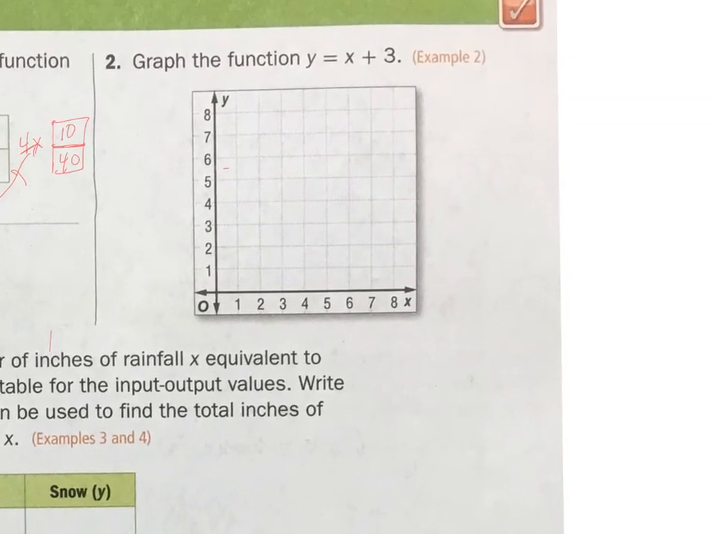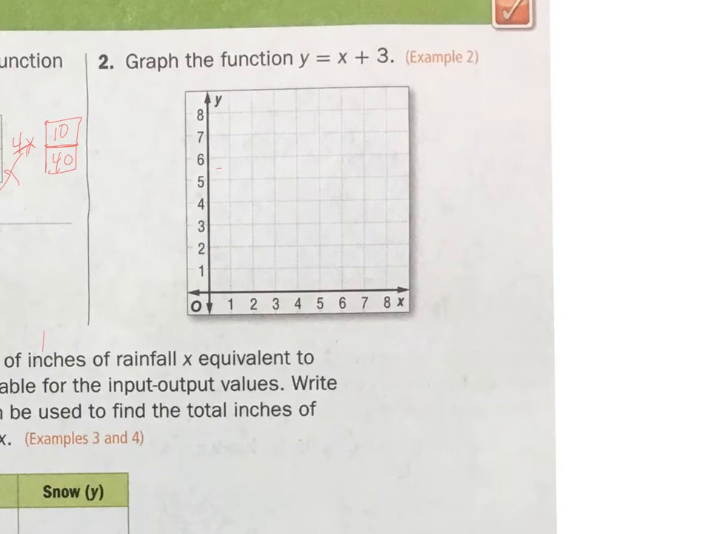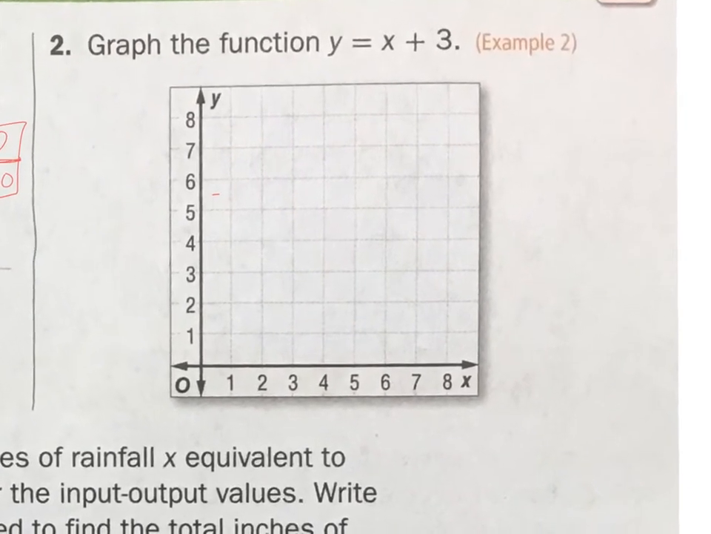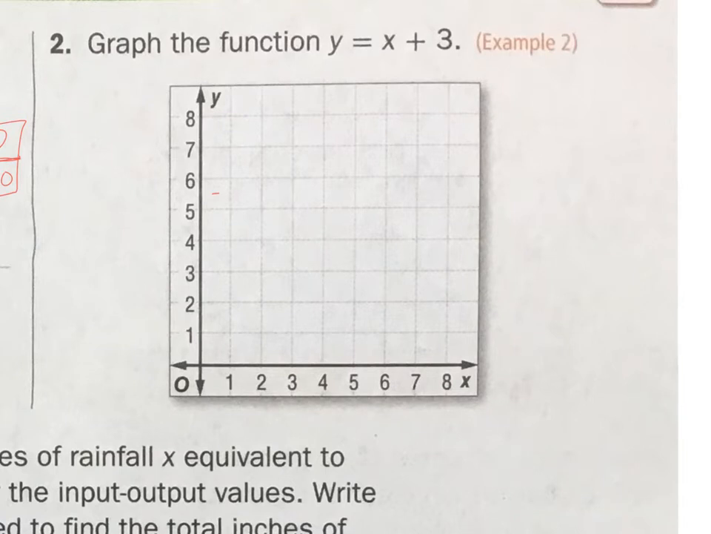Okay. We're going to graph the function y equals x plus 3. And the way I'm going to do this, x is my input and y is my output. So I'm going to say x is 0, or 1. Let's start with 1. So if I put 1 in here for x, 1 plus 3 is 4. Now, I'm going to change this to 2. If x is 2, 2 plus 3 is 5.